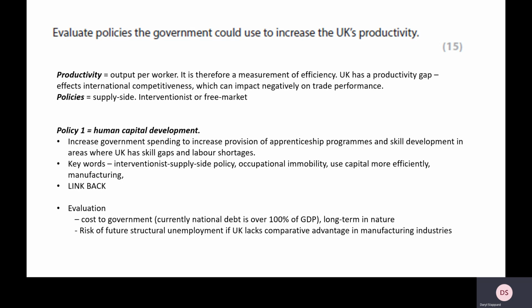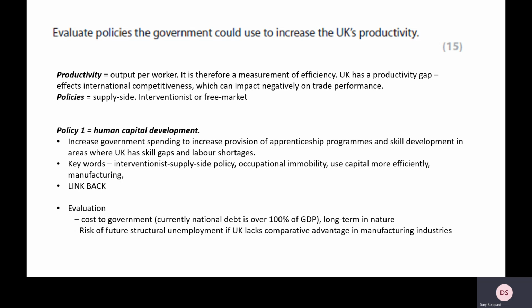So everyone, now let me give you a couple of good paragraphs here which will clearly pick up the top marks for knowledge, application, analysis and evaluation, because I wouldn't need to include all these different evaluation points. So I could say policy one could be human capital development. This is an interventionist supply side policy which could require the government to increase government spending to increase access to apprenticeship programs and education programs to raise skills in areas where the UK has got skill gaps and labour shortages. This could be in manufacturing where the UK has a productivity gap.